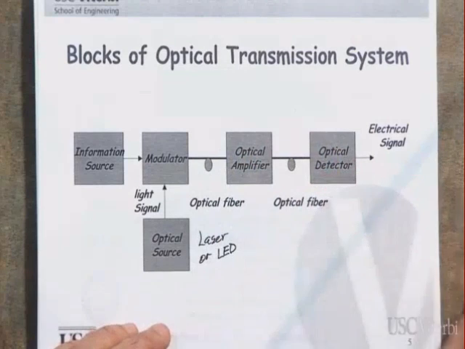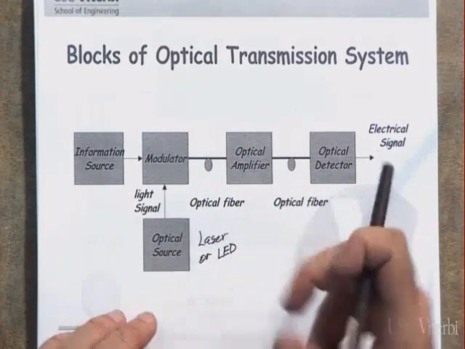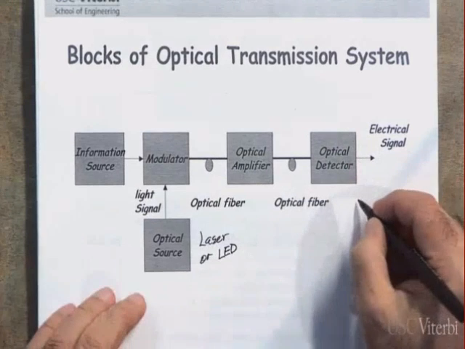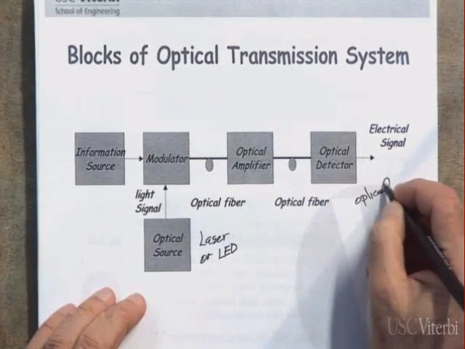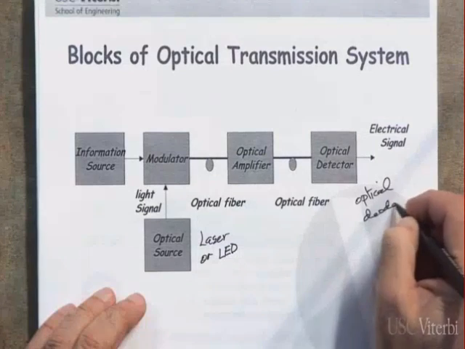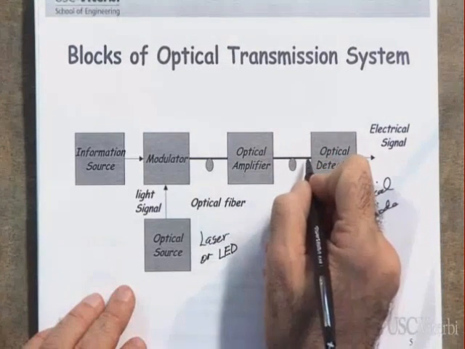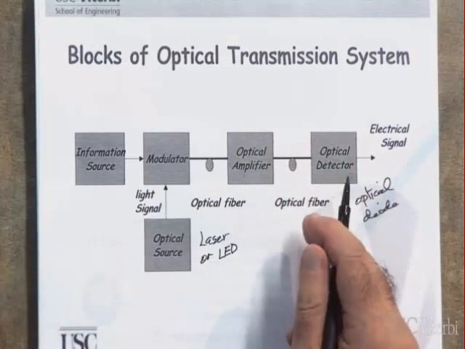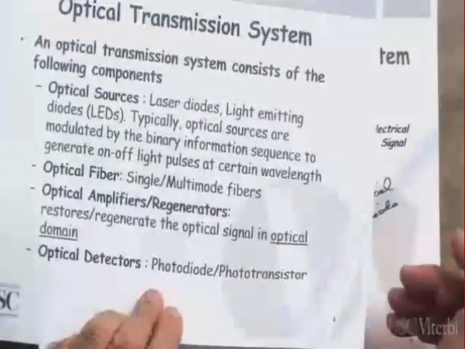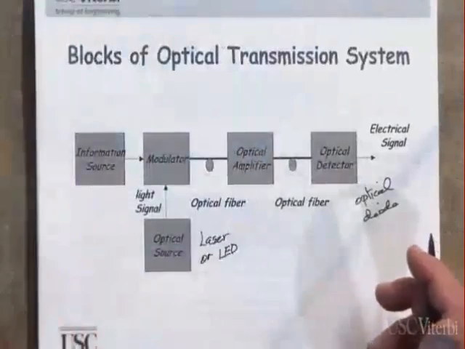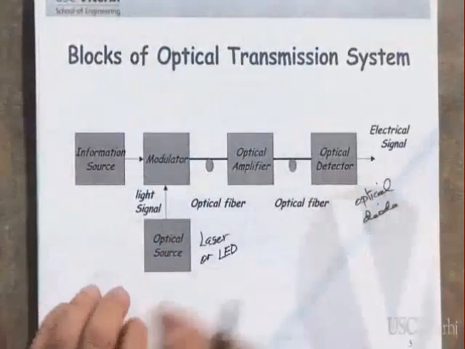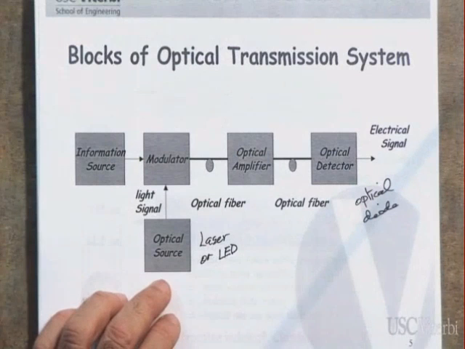At the receiver, we have an optical detector, like, for example, an optical diode or a transistor. The signal here, which is an optical signal, when it falls into the photodiode or the phototransistor, it will convert it back to an electrical signal. Clear? An electrical signal.